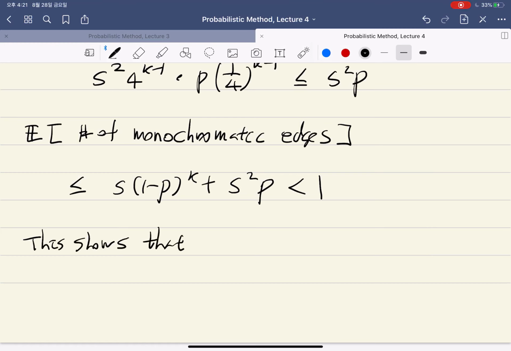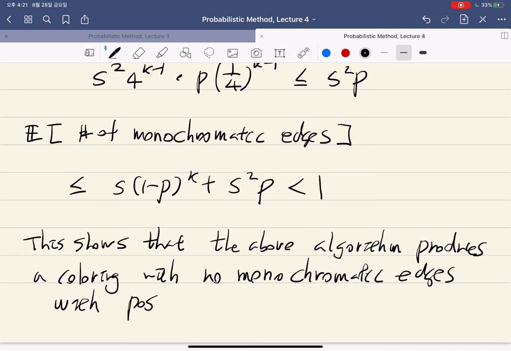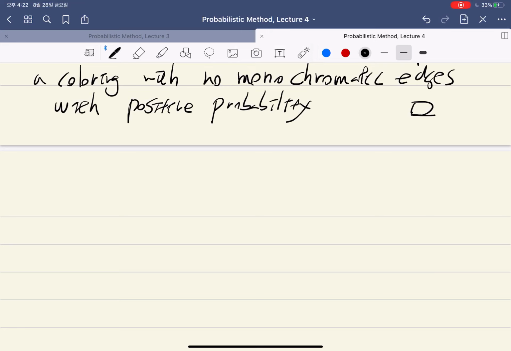And this shows that the above recoloring algorithm produces a coloring with no monochromatic edges with positive probability. That implies that there exists a two-coloring which avoids all monochromatic edges. So using this, we can actually show what we wanted.